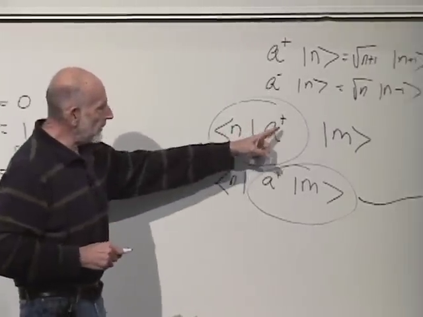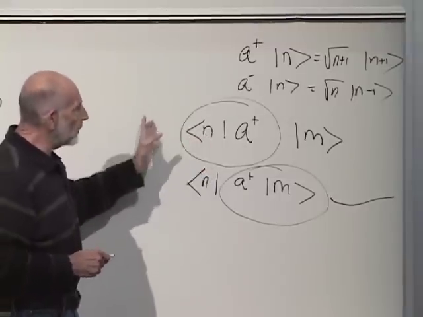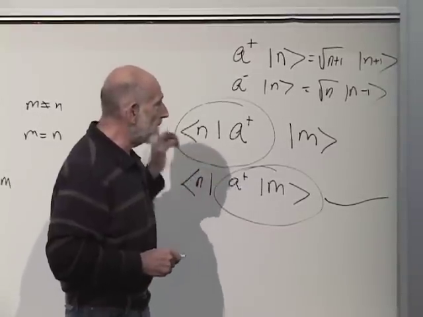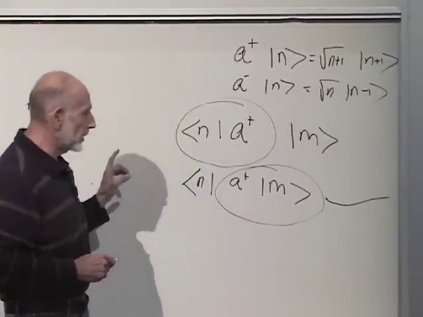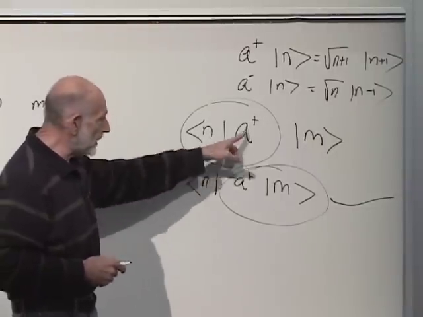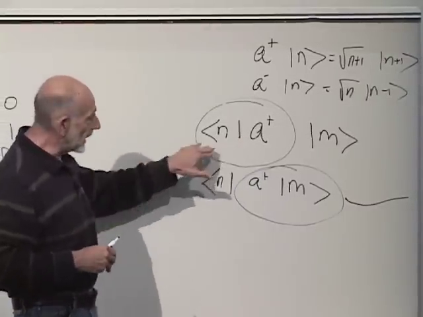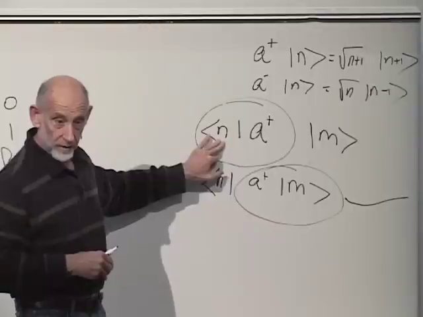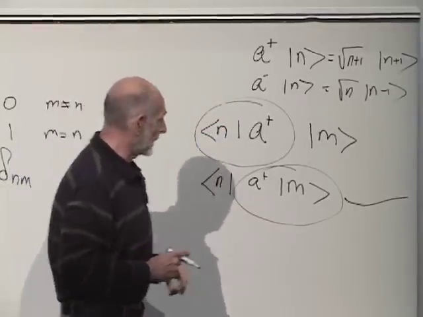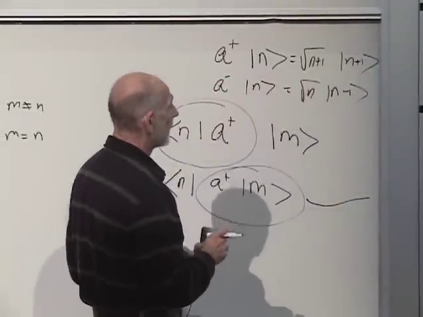If, on the other hand, A plus increased the value of n over here, then we would only get a non-zero answer in the opposite situation, where n was 1 unit what? Less than m. So this can't be the right rule, that when A plus acts to the left, it increases the index here. What it must do is decrease the index here. And in fact, that's the correct definition.